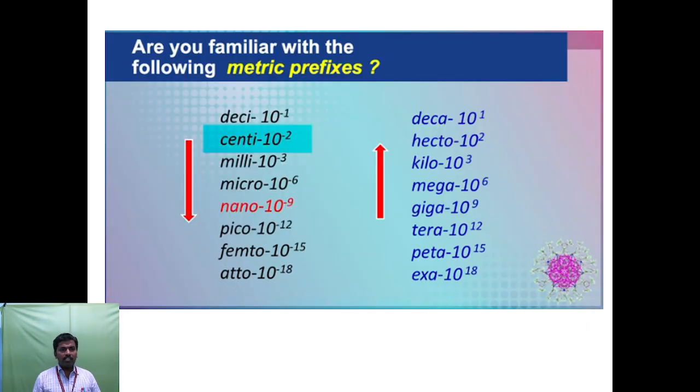So we are familiar with the following metric prefixes. On the left side: decimeter, centimeter, millimeter, micrometer, nanometer, picometer, femtometer, attometer. On the right side: deca, hecto, kilo, mega, giga, tera, peta and exa. So in nanotechnology, we particularly focus on nano. The particle size is 10 power minus 9 meter.